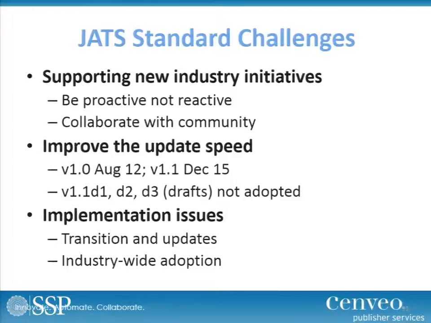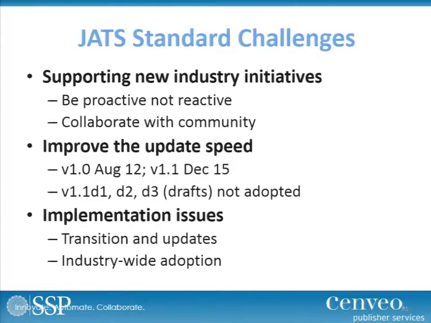Another challenge, in my opinion, is the potential need to improve the update speed. It was 3 years between version 1 and 1.1, and that slowed down some FundRef and CHORUS implementations because JATS 1.1 added the funder and license metadata.